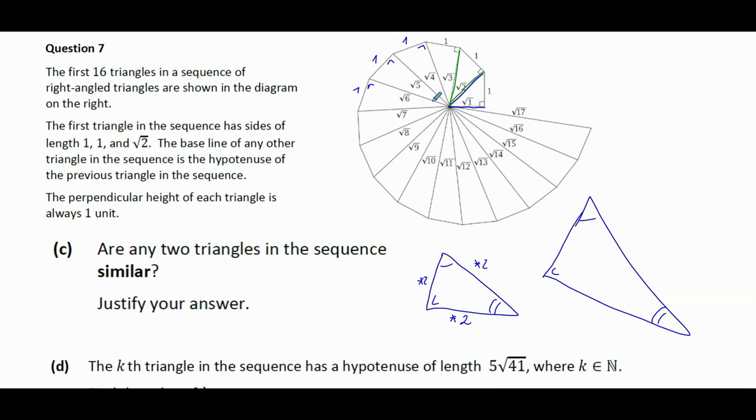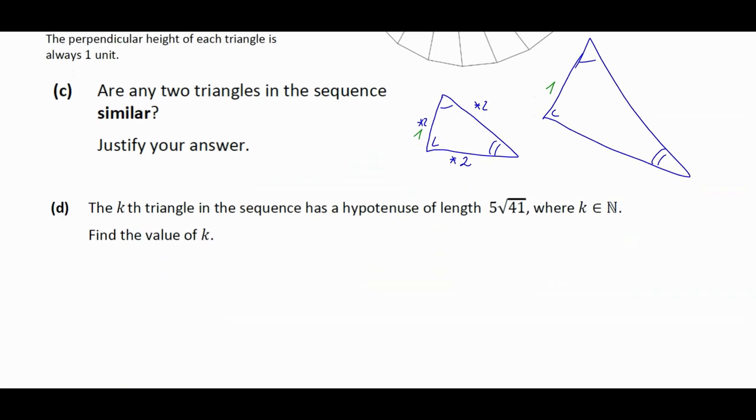And because of that, none of the triangles will be similar, because for two triangles to be similar, each side has to be different. They cannot be the same. If that is 1, then this one here cannot be 1. It will have to be bigger. So that's the reason why there are no similar triangles.